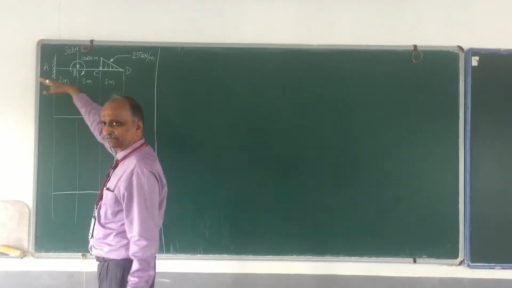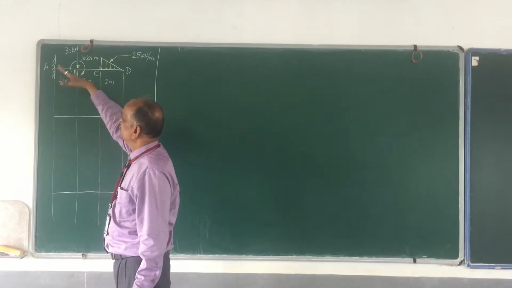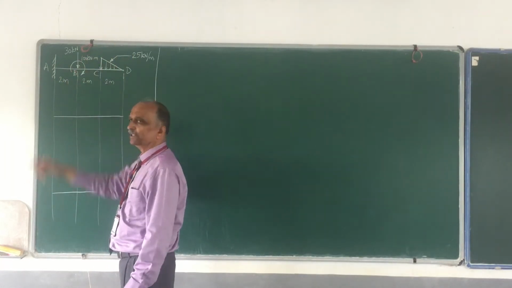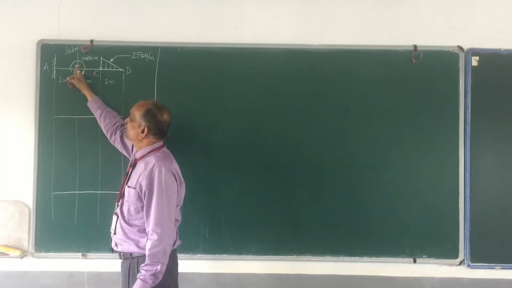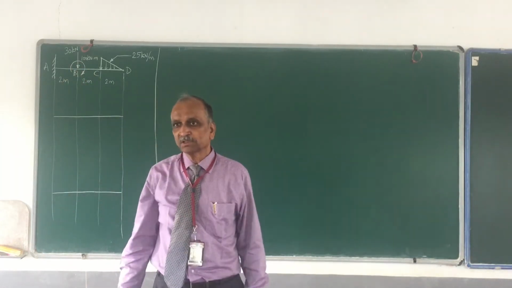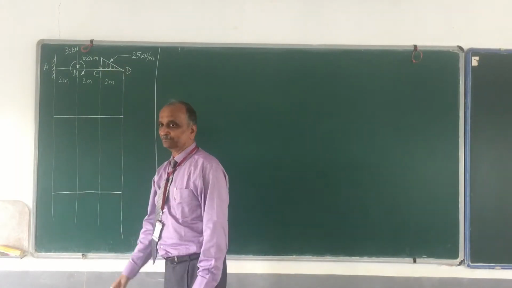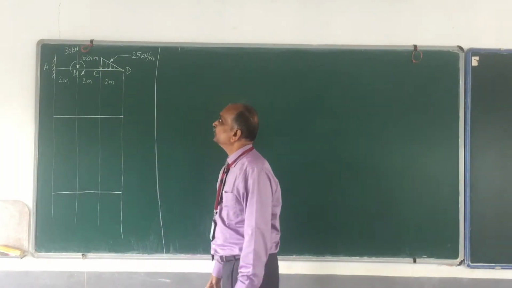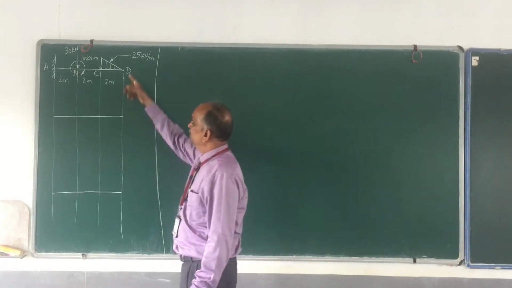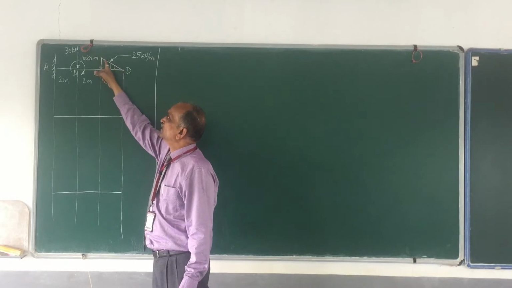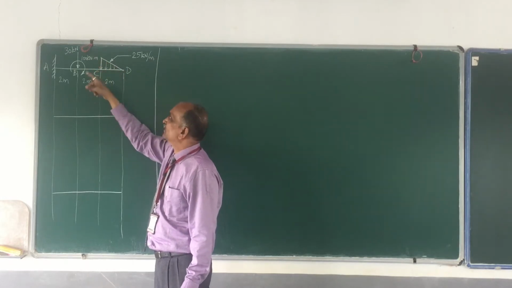The cantilever. So a cantilever subjected to three types of loads: one moment of 100 kilonewton meter, then a 30 kilonewton point force. Then I have what is called a uniformly varying load, 25 kilonewton per meter. This 25 kilonewton per meter is the equation of this line.